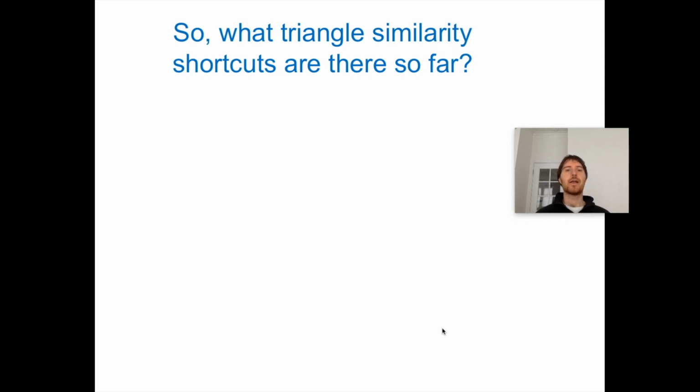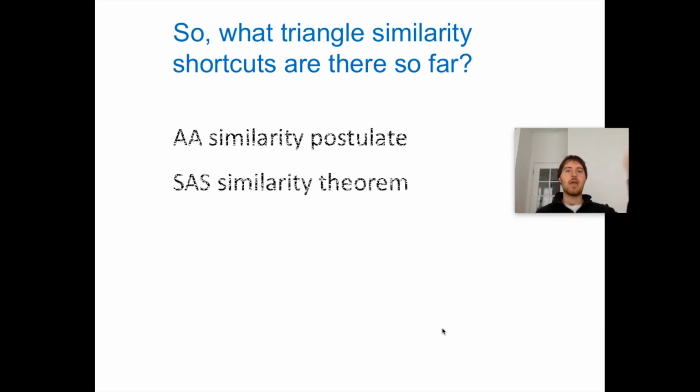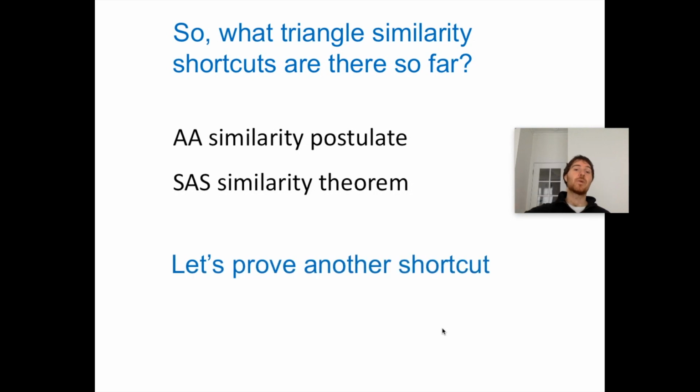Okay, so what triangle similarity shortcuts are there so far? Well, hey, we got AA. Just want to remind you, what have you learned so far? What are you going to learn here? We have the AA similarity postulate. Then we have the SAS similarity theorem. That's what we just proved a second ago, and your head might be spinning from that proof, but that's all part of the geometry process, okay? SAS similarity theorem, so that means we got one more. Let's prove another shortcut. Shall we?